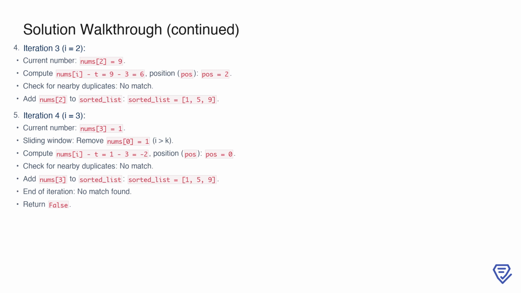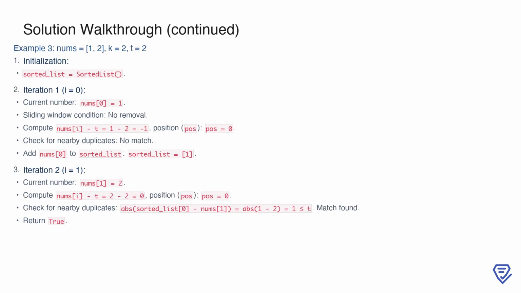After this removal, we calculate nums[i] - t, which is 1 - 3, resulting in -2. The position for insertion is 0. Checking for nearby duplicates, there are no matches within the allowed difference of t. We add nums[3] to the sorted list, which remains sorted_list equals [1, 5, 9]. Since no match was found throughout all iterations, the function returns false for this example.